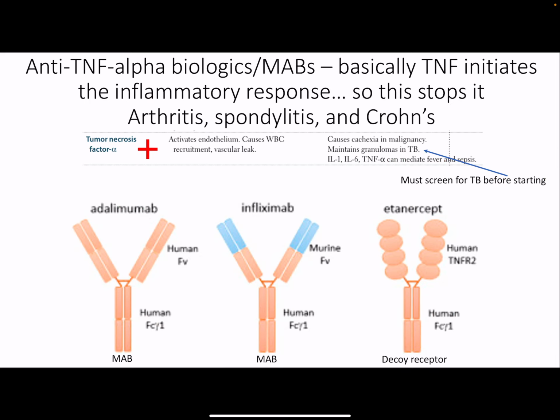All right, TNF alpha biologics. So these are monoclonal antibodies, at least these two are. So TNF, remember, is one of the things, along with IL-1 and IL-6, that a macrophage produces to start the inflammatory response. And so if you stop this, you stop a lot of the inflammatory response. So specifically, if you have arthritis or spondylitis or Crohn's disease, you take an injection. I take an injection every 2 weeks for the Humira drug.